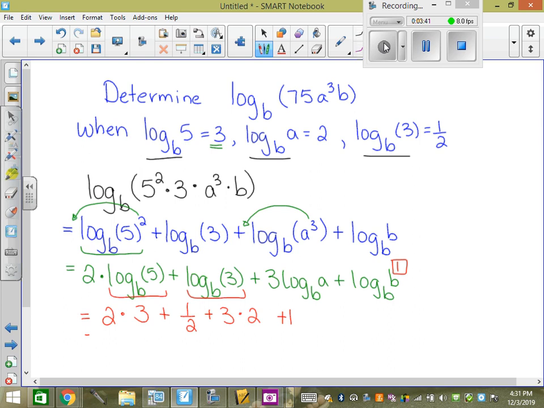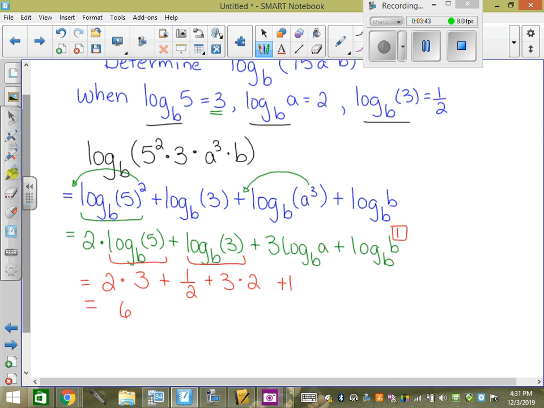So then we can put our stuff together. We get 6 plus a half plus 6 plus 1 equals 13 plus a half, which equals 26 over 2 plus a half to get a common denominator. So it's 27 over 2 would be the answer. And you have to be able to do ones like this, where you separate them. That's one of the questions.